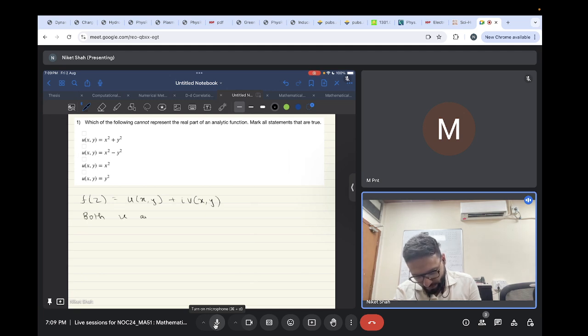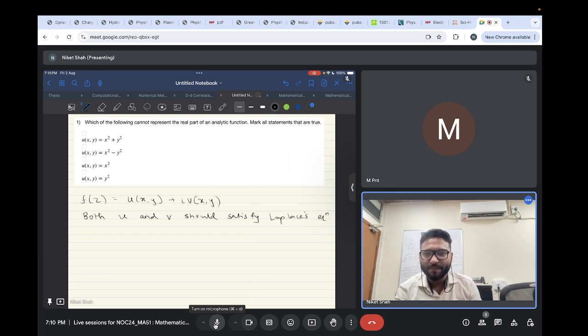u and v should satisfy Laplace's equation. Basically, u and v should be harmonic functions, right? So that is all that we have to check here. So let's go ahead and do that.